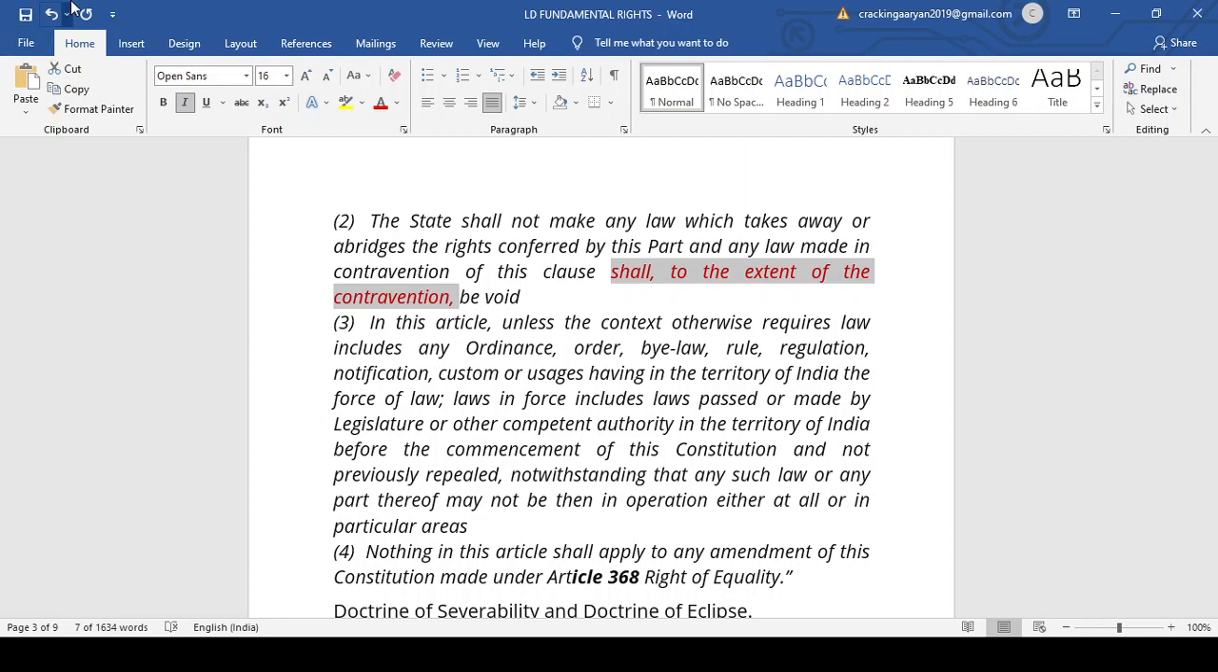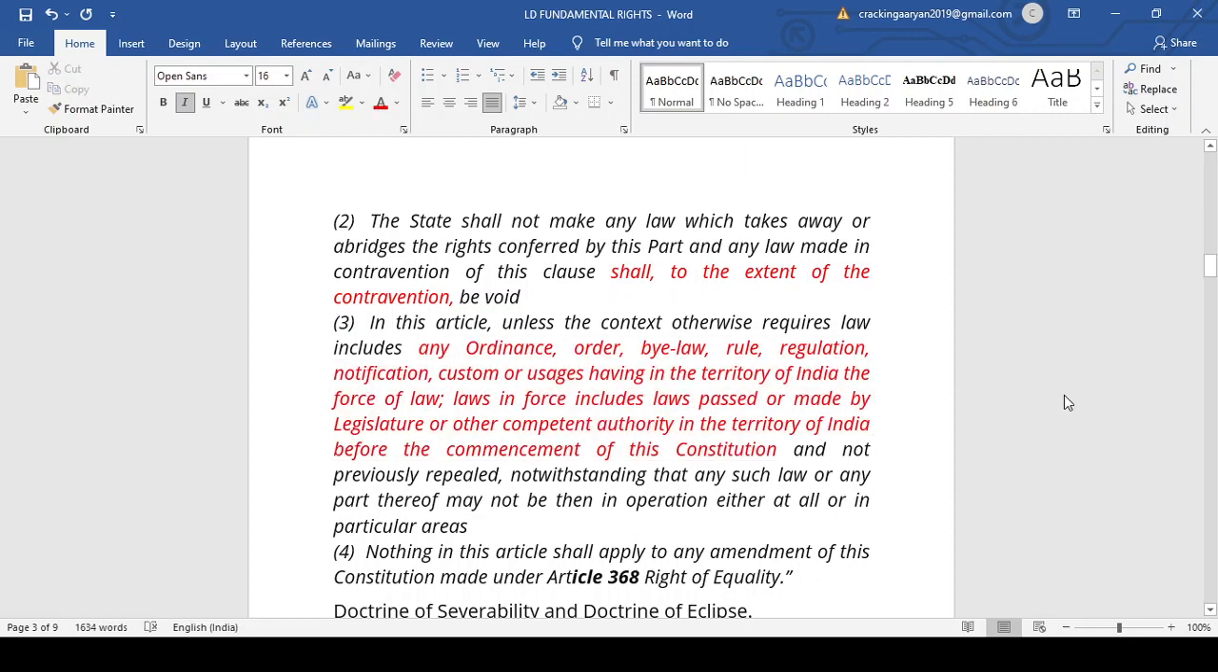Now, Article 13 clause 3 states, unless the context otherwise requires, law includes any ordinance, order, bylaw, rule, regulation, notification, custom having in the territory of India the force of law, and laws in force include laws passed by the legislature or other competent authority in India before the commencement of this Constitution. So it tells that law, here, what is the meaning of the law?